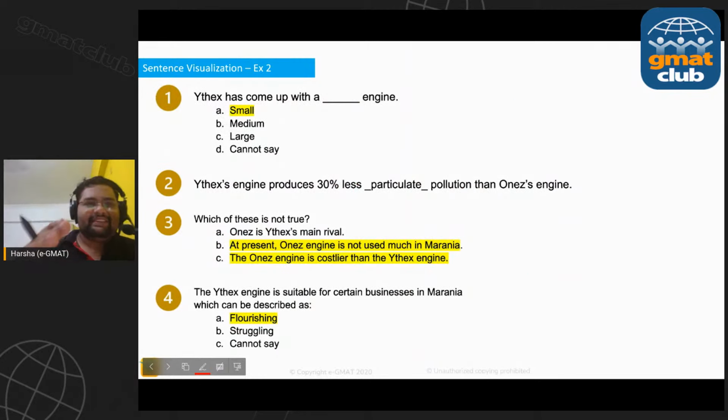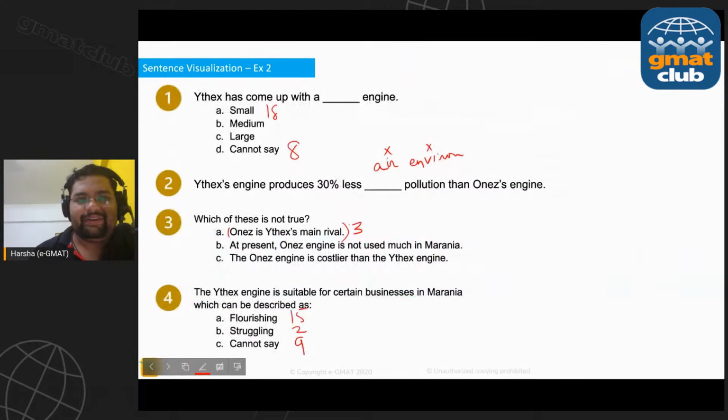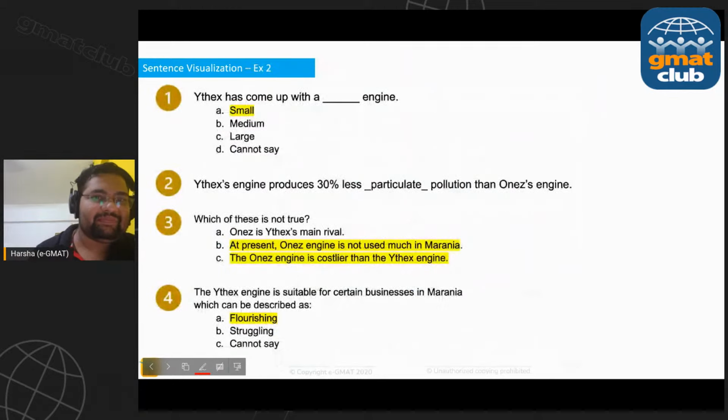So, Vitex has come up with what kind of engine among these options? Small, medium, large. Definitely small. Small diesel engine, right? Now go back here. 18 people said small, but 8 people said cannot say. Where did you miss out? Small is obviously the correct answer. For the 8 of you who chose cannot say, where did you miss out?